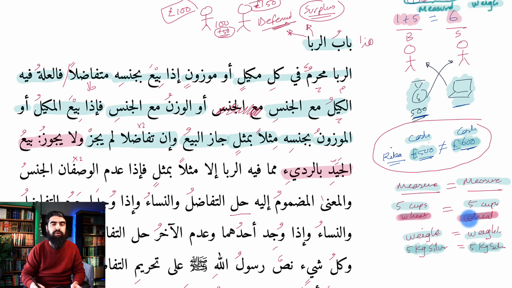2 cups of the low quality is equal to 1 cup of the high quality? No, because it's still wheat. Wheat is wheat, right? So whether it's high quality or low quality. So he says, la yajuzu, it is not permitted to sell good quality for low quality, mimma fihi riba, in those items that are considered to be based on riba, illa mithlan bi mithlin, unless they are exactly the same.